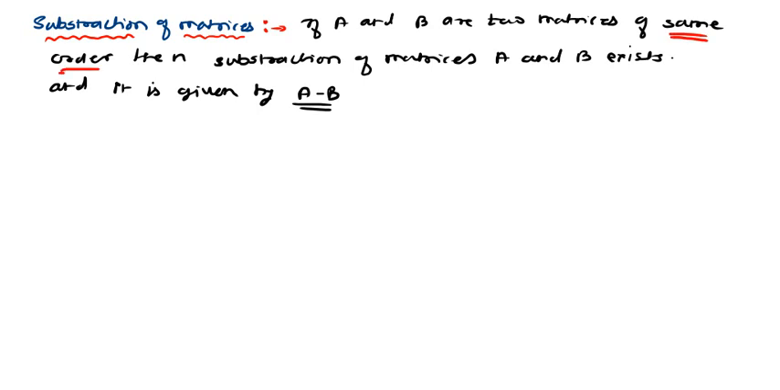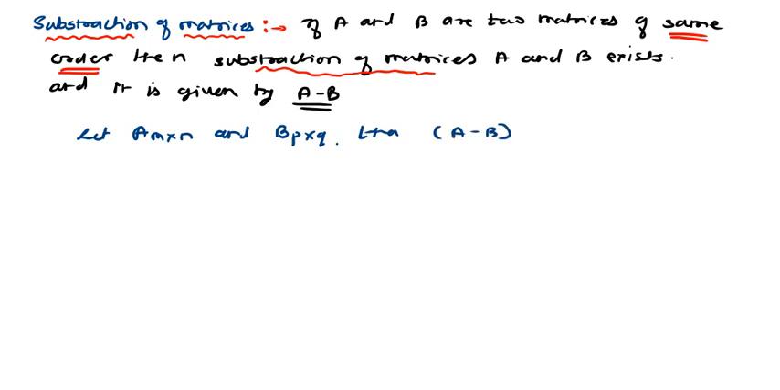Okay, now in this definition of subtraction of matrices, the word "same" is important. If both the matrices are of the same order, then only we can subtract two matrices. Otherwise, the subtraction of the matrices does not exist. Suppose I have a matrix A of order m by n and a matrix B of order p by q, then A minus B exists only if the orders of both matrices are equal.